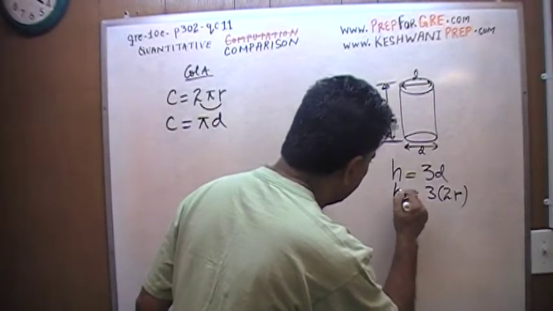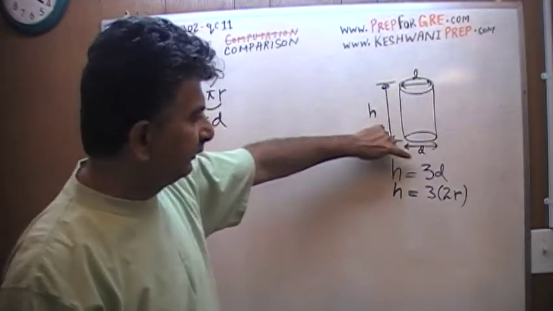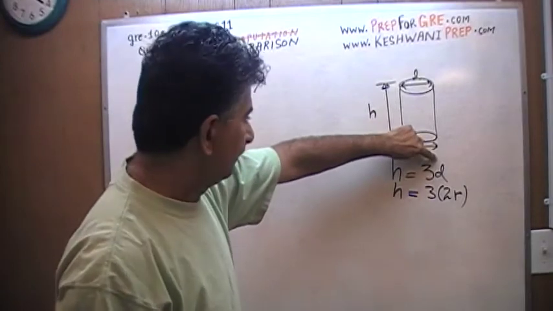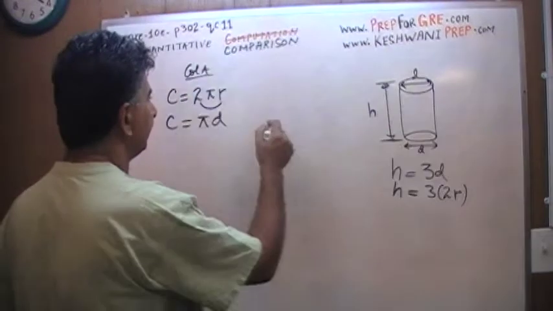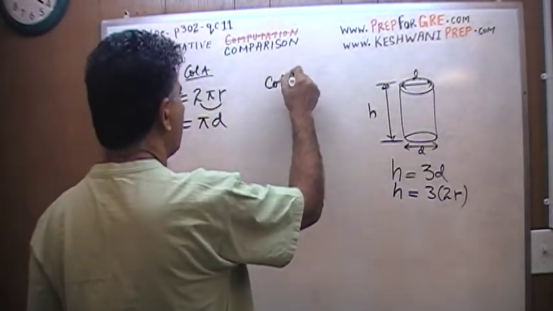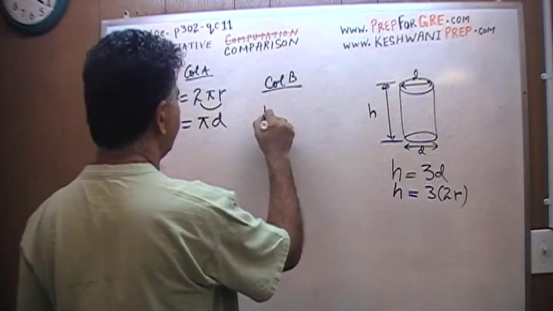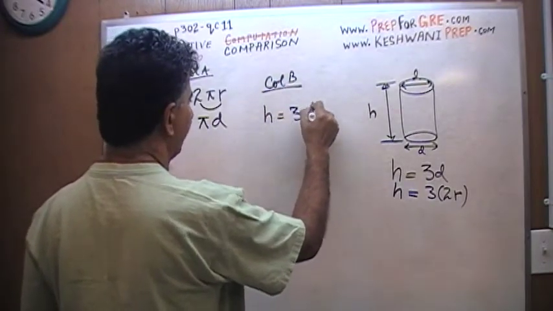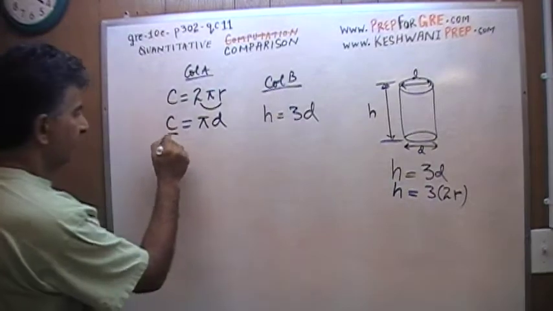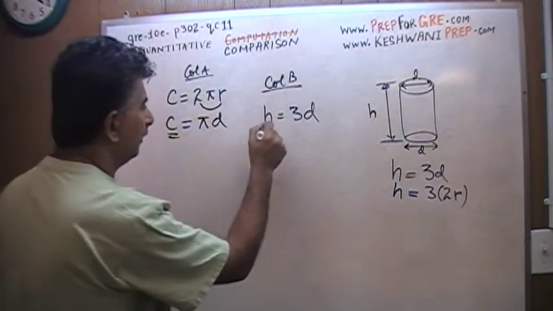We are told that the height is 3 times the diameter. Let's put it here. This is our column B. We are told that the height is 3 times the diameter. So they want you to compare the circumference in one column versus the height.